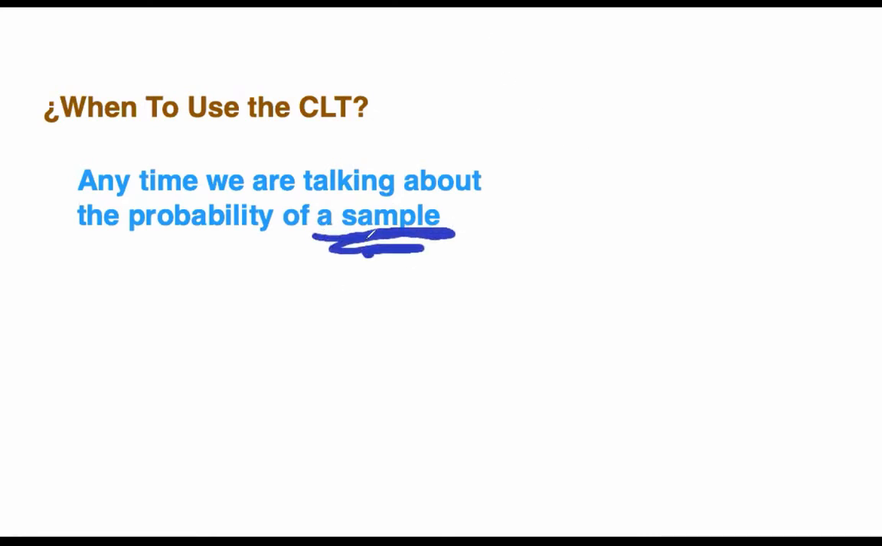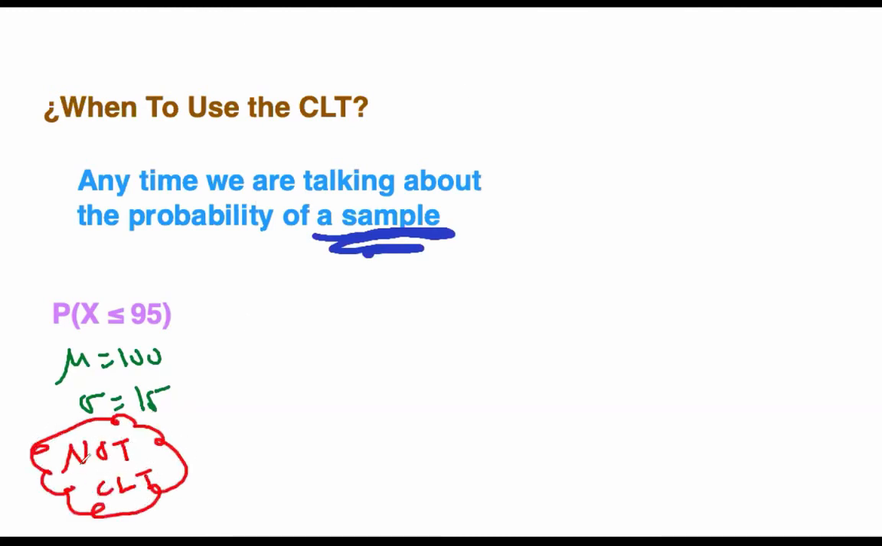Notationally, if we saw a problem that looks like this, what is the probability that x is at most 95, given that we know the mean to be 100 and the standard deviation is 15? First, we notice that no sample size was given. So this clues us in that this would not involve the central limit theorem.